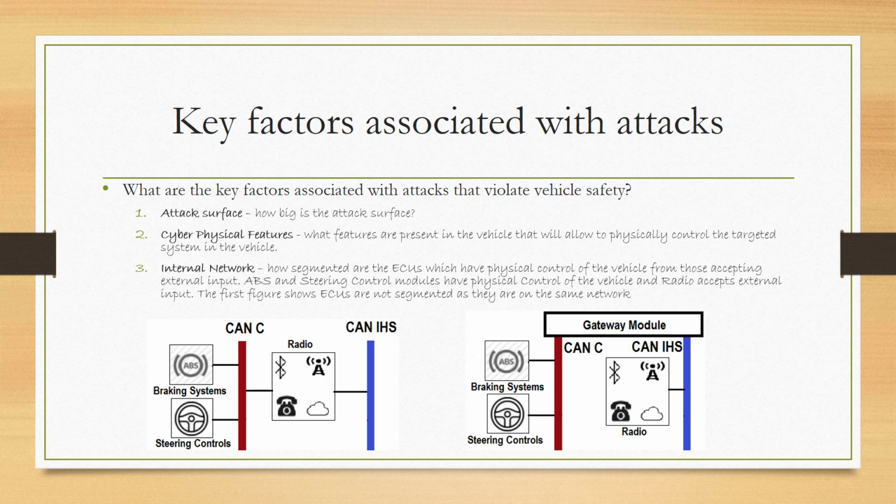The first figure shows ECUs are not segmented as they are on the same network. So if an attacker exploits a vulnerability in the radio, he has easy access to ABS and steering control modules. The second figure shows ECUs are segmented as they are on different networks. So if an attacker exploits a vulnerability in the radio, he would have to go through the gateway module to get access to the ABS and steering control modules, which makes it more difficult.